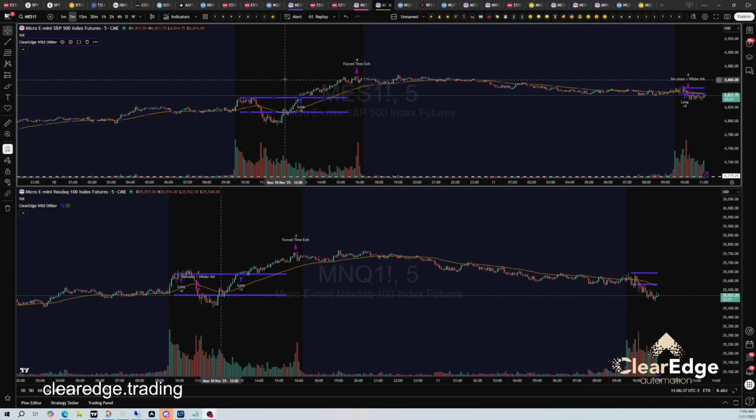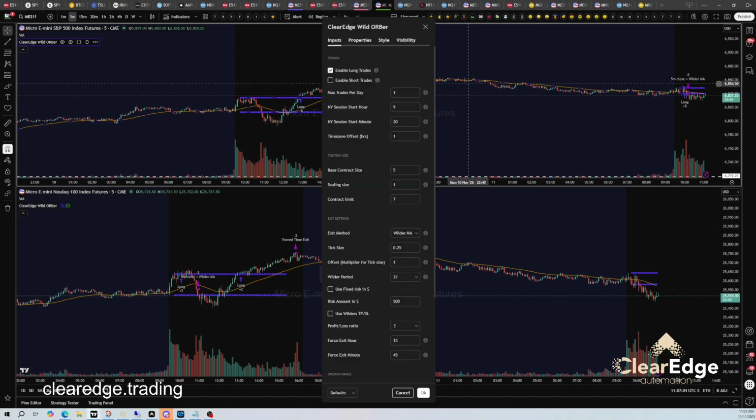I just want to go over the three strategies that come with the advanced and elite memberships. First of all, we have the ClearEdge Wild ORB, which I run personally on MES and MNQ. The settings that I run are in the Discord, and other people share different settings, but just so you can see how to get this set up, this is on the MES.